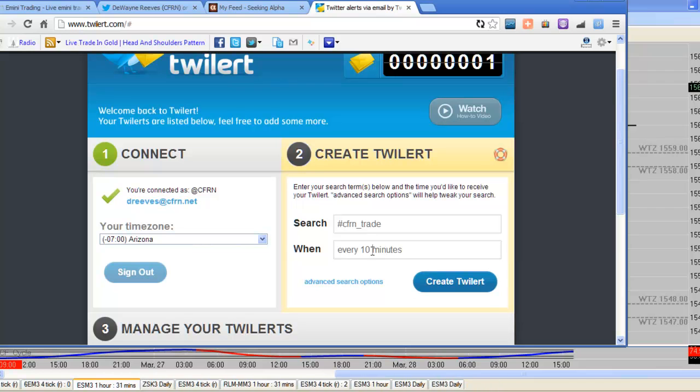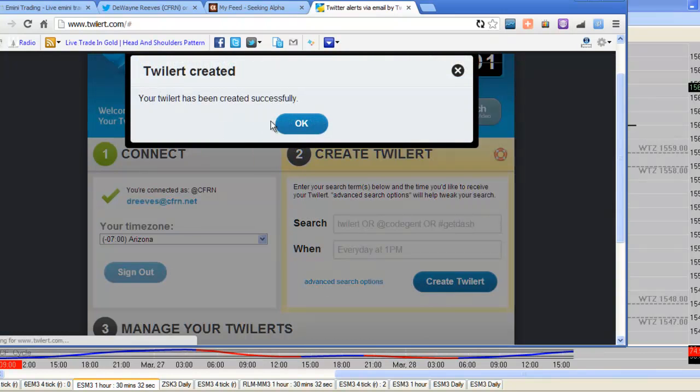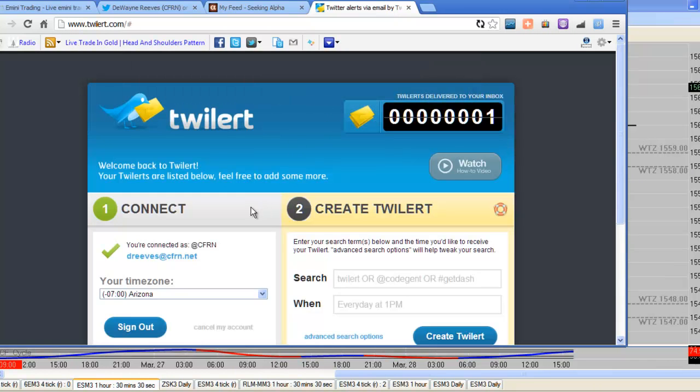But if you want to tell it 1 minute, you can, because it won't cost you anything. This is all free, this technology here with Twitter and Twilert. It doesn't cost you any money. So if you wanted to check every minute, you can. I think even 10's a lot, but go ahead. Every 10 minutes. Create Twilert. Your Twilert has been created successfully. Okay?